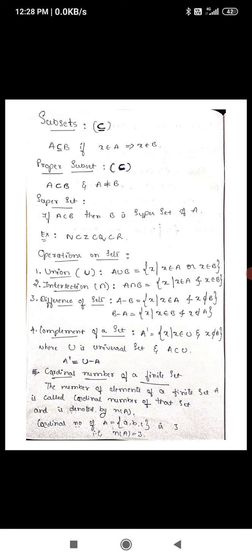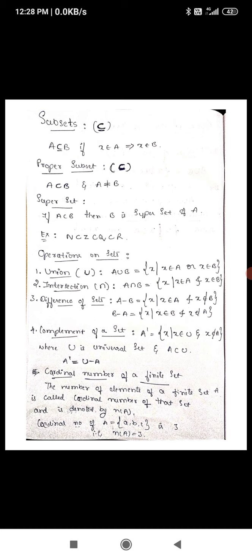Next, definition of superset. If A is a subset of B, then B is said to be a superset of A. Or if B is a subset of A, then A is said to be a superset of B.